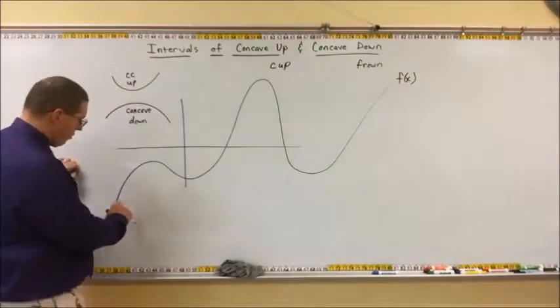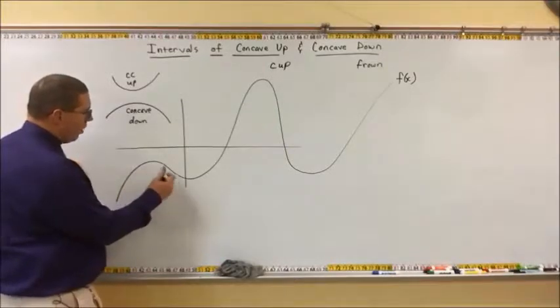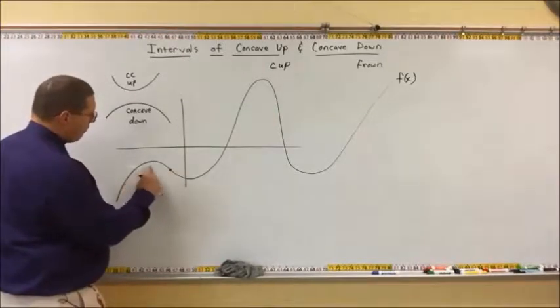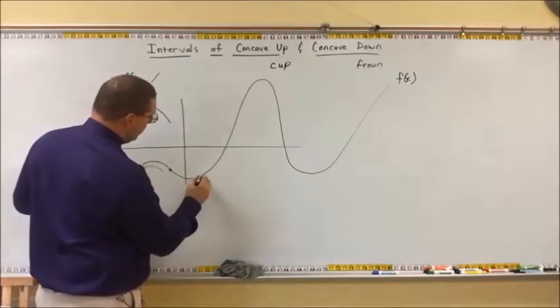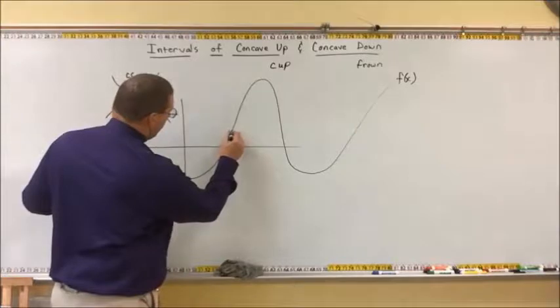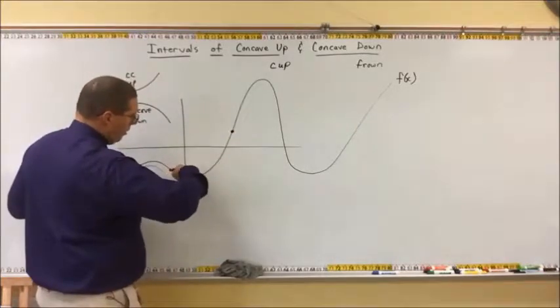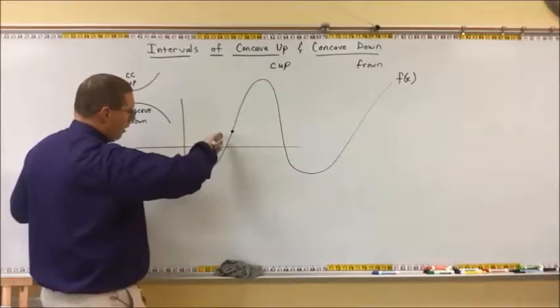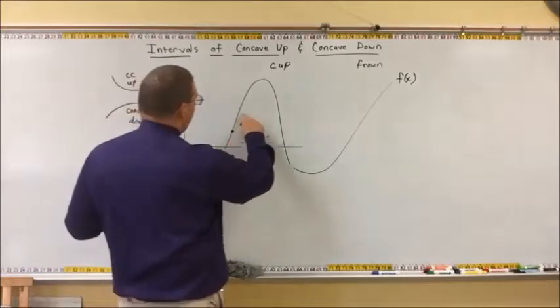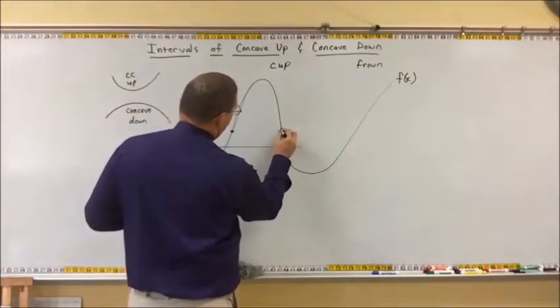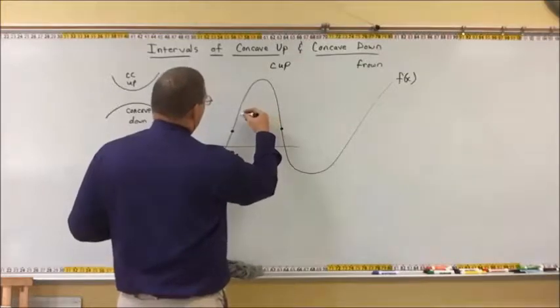See this graph right here? Starting here and moving all the way over to right about here, this graph is concave down. You can see that it curves up and over, right? That's concave down. But starting here and leading all the way over to right about here, the graph has an under curve. It's under and up, right? This is concave up.